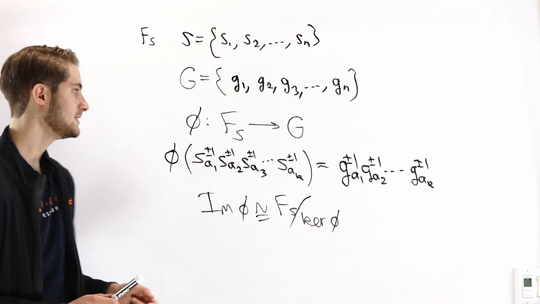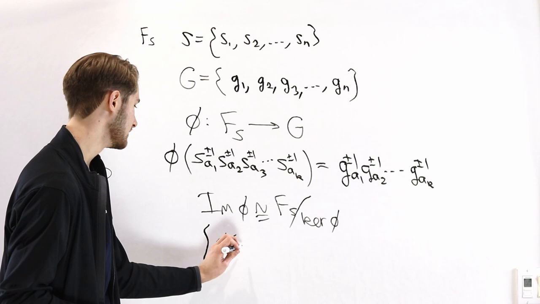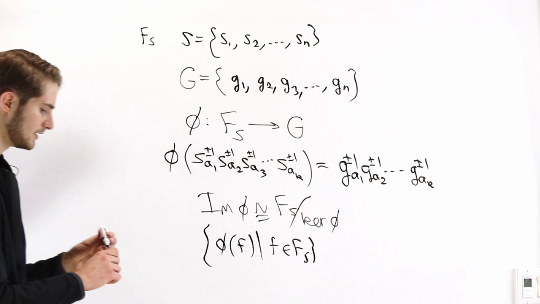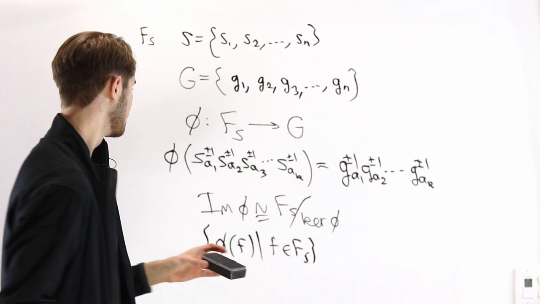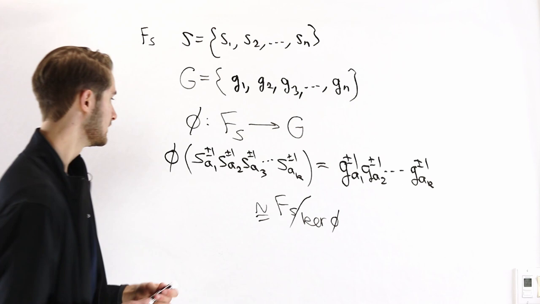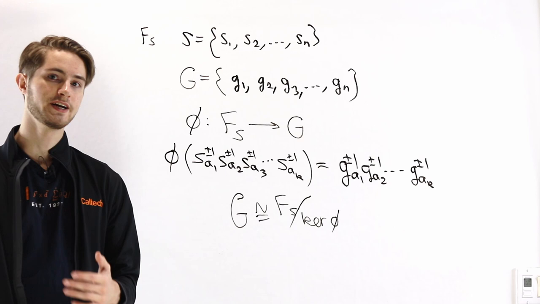What that means is every output can be written as phi of some input. And the image of phi, by definition, is all the elements of the form phi of some f, where f is in the free group. If we're able to write every element in the group as phi of f, like we saw earlier, because phi is surjective, the image is just the entire group G. And so we get immediately that the group G is isomorphic to the free group on S mod the kernel of phi. And therefore, every finite group is isomorphic to this quotient of the free group. So that's how we know that every finite group is isomorphic to a quotient of the free group.